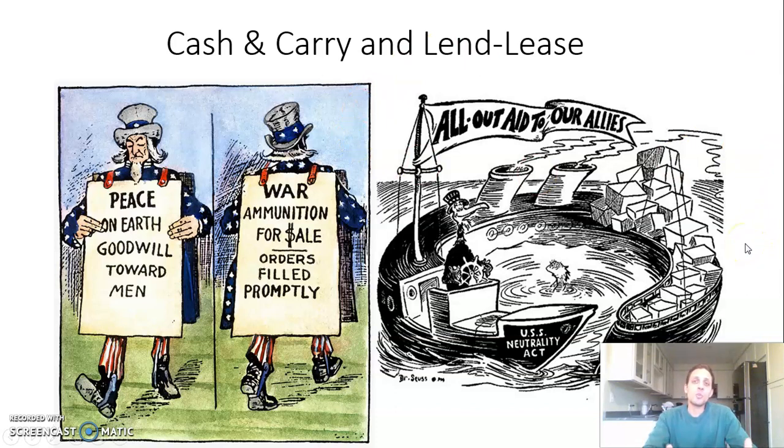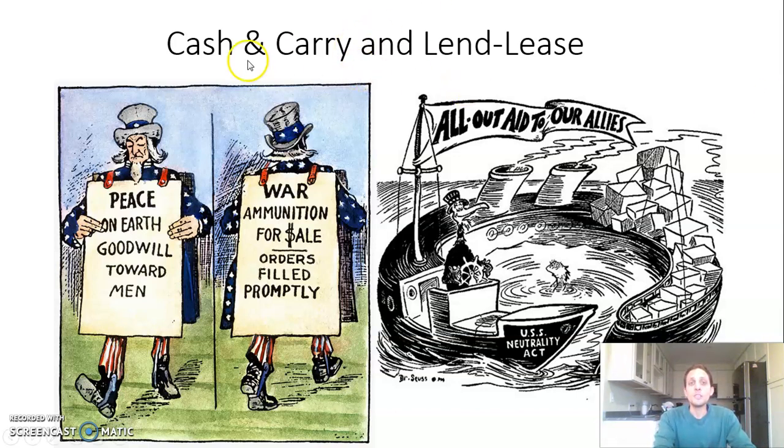And just like in World War I, our president is leaning towards supporting the Allied powers. Woodrow Wilson in World War I was leaning towards supporting the Allies, and so is FDR. The issue here is the American public is not ready to get into these conflicts in 1939 for World War II, and in World War I, they weren't ready in 1914, 1915 to jump into these conflicts.